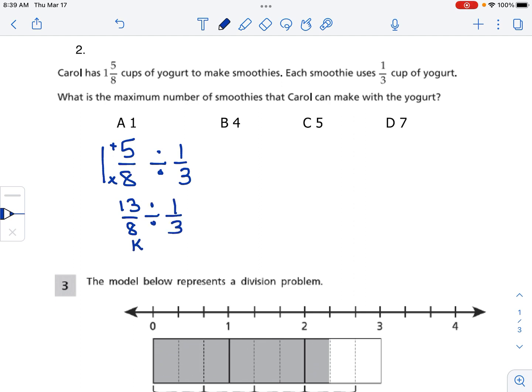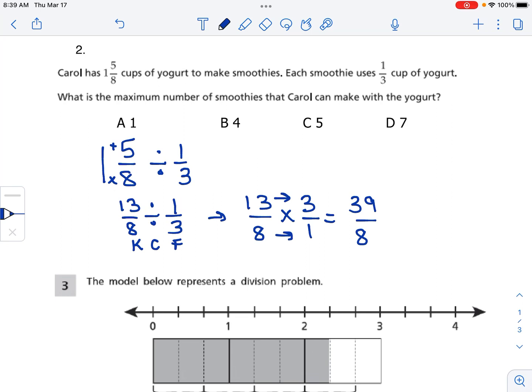Again, we're going to follow keep, change, flip. Keep the first fraction how it is. I'm just going to rewrite it on the side. 13/8 stays the same. We're going to change the division to multiplication and flip the second fraction over to 3 over 1. We can't cross-reduce here, so we're just going to multiply straight across. 13 times 3 is 39, and 8 times 1 is 8.